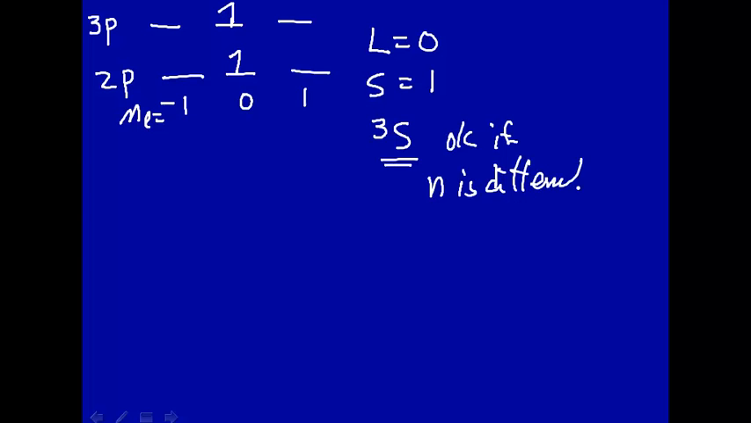So you can have 2 electrons with, for example, m sub s equals minus 1/2 or plus 1/2, and at the same time L is equal to 1 if n is different. Only if n is different. All right, well, what can we do?